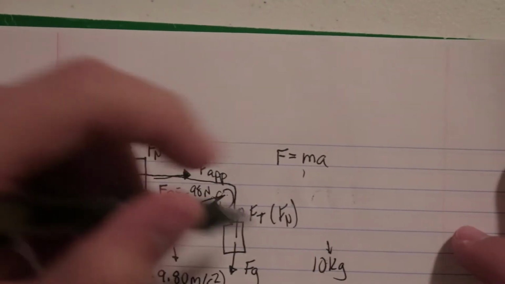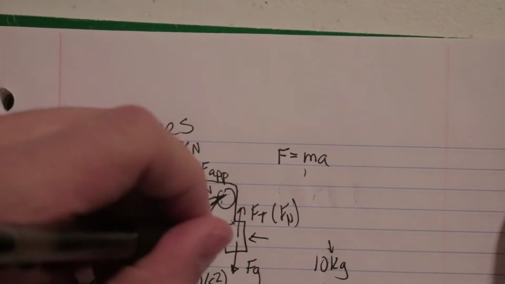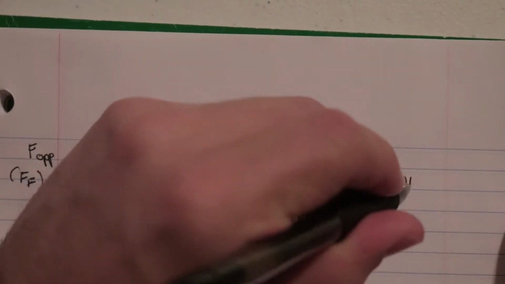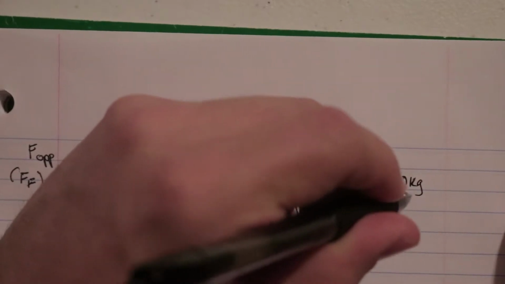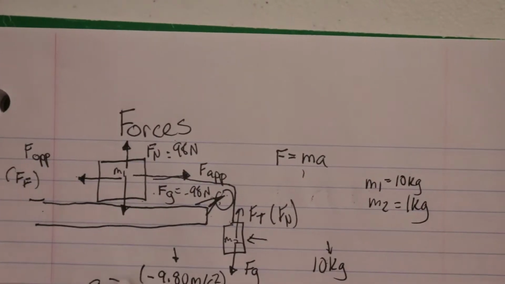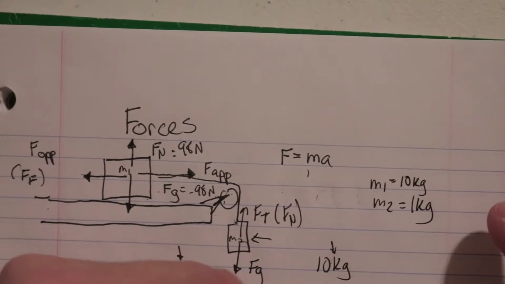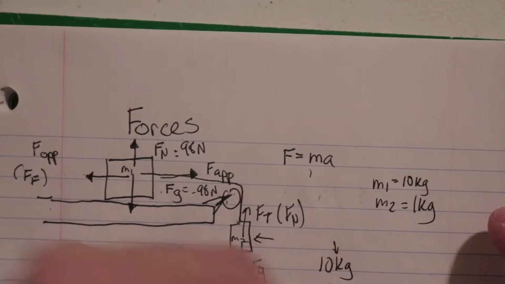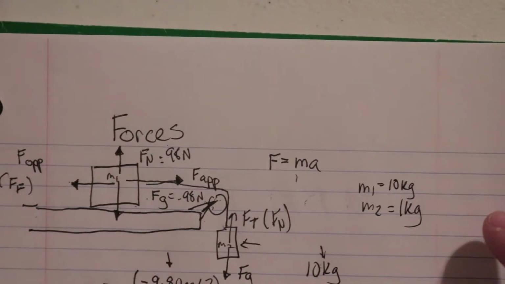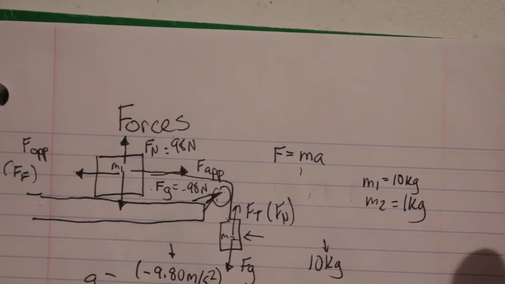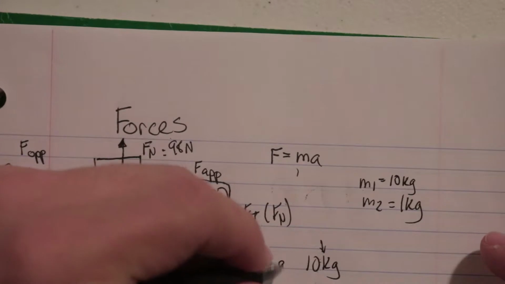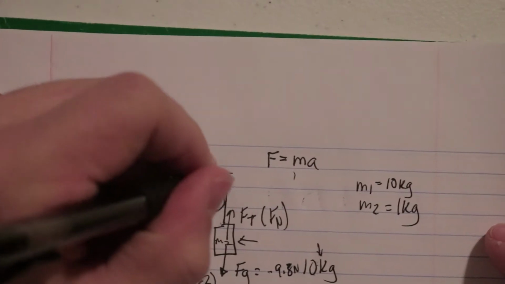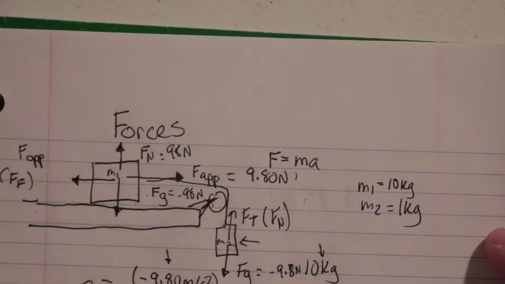And so what about the other things? So let's say my force applied, this mass here, mass 2, this is mass 1. So mass 1 equals 10 kilograms. Mass 2 equals 1 kilogram. And so the force gravity on mass 2 is going to be 1 kilogram times negative 9.80 meters per second squared. Gets me 9.8 newtons. So we know that this equals negative 9.8 newtons. So force tension is da-da-da. But force applied is going to be 9.80 newtons.